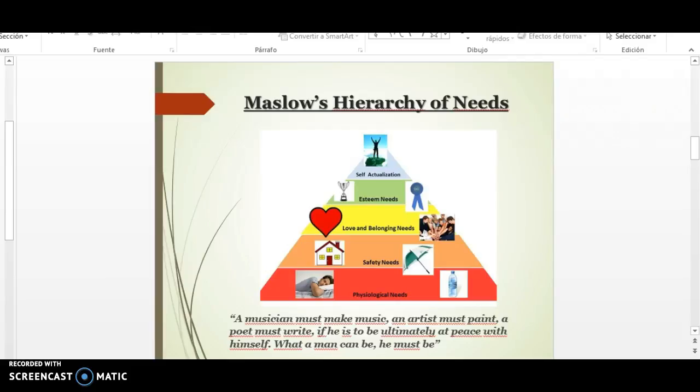For example, the person may have a need for strength, competence, mastery, self-confidence, independence, and freedom. This higher version takes precedence over the lower version. And finally, self-actualization. What a man can be, he must be.